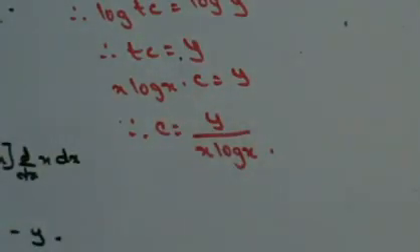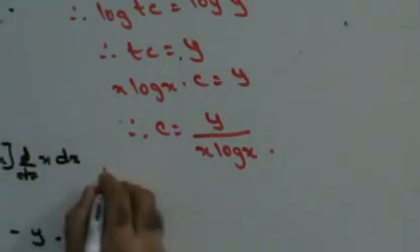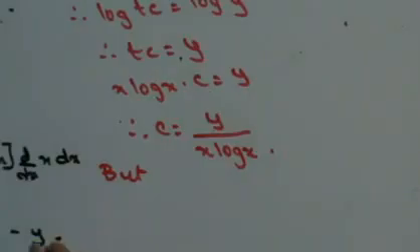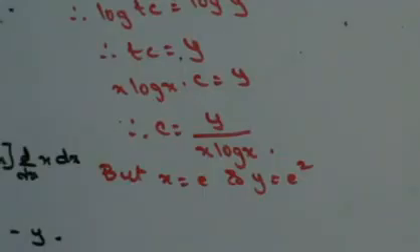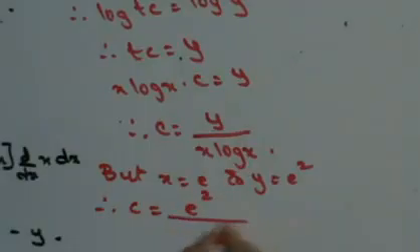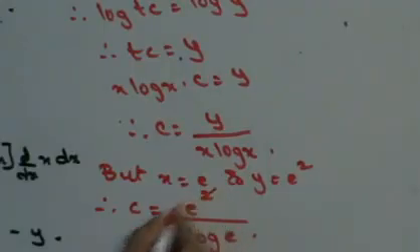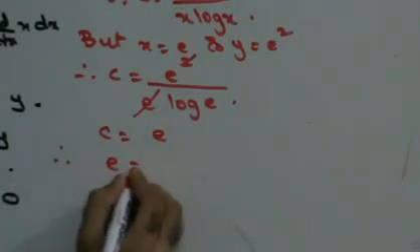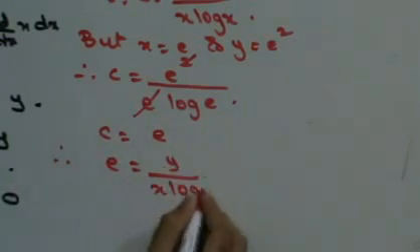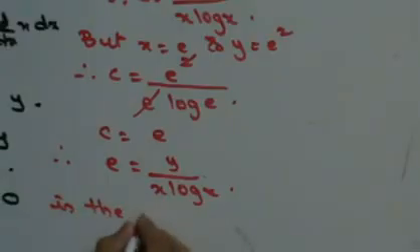Once you have this, they've given you that the value of x is e and y is e square, right? Substitute, therefore I'll say c is equal to e square upon x is e, log e. E and square get cancelled, so I'll get c is equal to e. The value of log e we know is 1, so c will be equal to e. Therefore I can say that e is equal to y upon x log x is the particular solution.